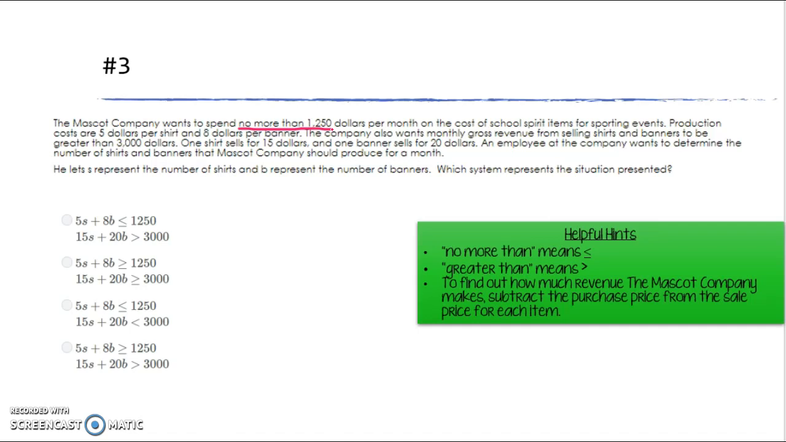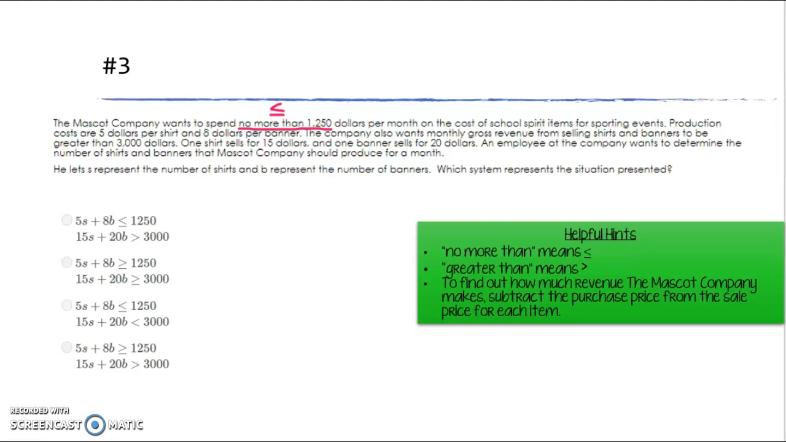If I think about what it means to be within my budget, that means that I can spend less than my budget or exactly equal to my budget, but I cannot go higher than my budget. So if I want to spend no more than, that means that I can spend less or I can spend exactly equal. I just can't go higher. I'm going to keep reading now.